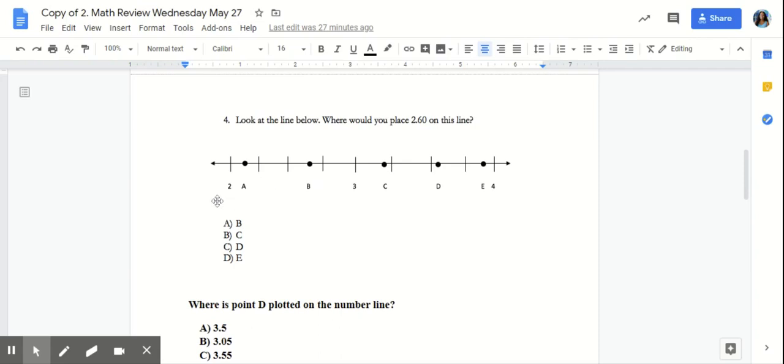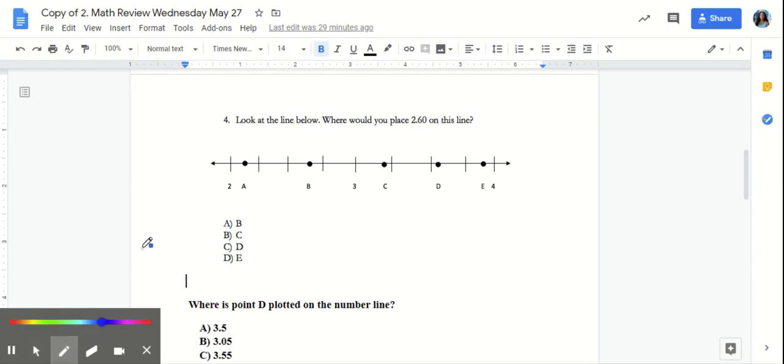So for problem number 1, I'm going to look at the line below. Where would you place 2 6/10 on this line? Our answer choices are B, C, D, or E. So if we're trying to place 2 6/10 on this number line, which two numbers would we place 2 6/10 between? That's right, 2 and 3.